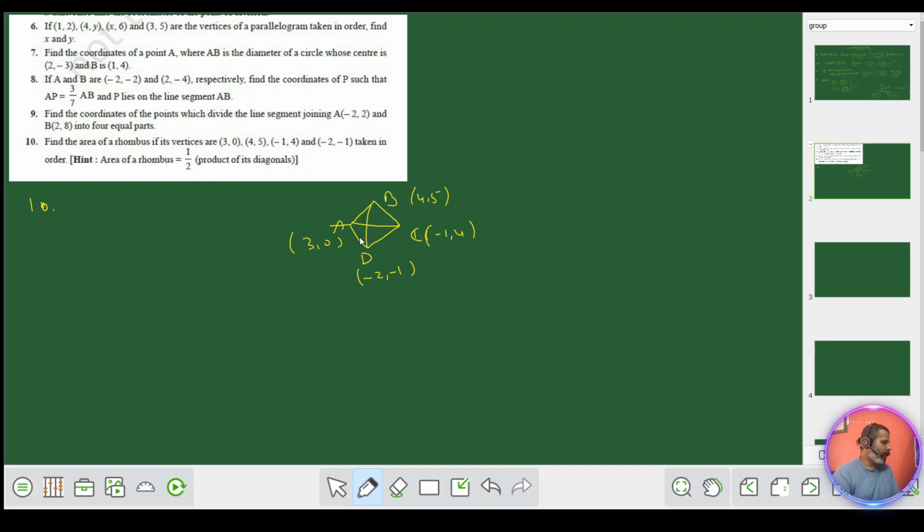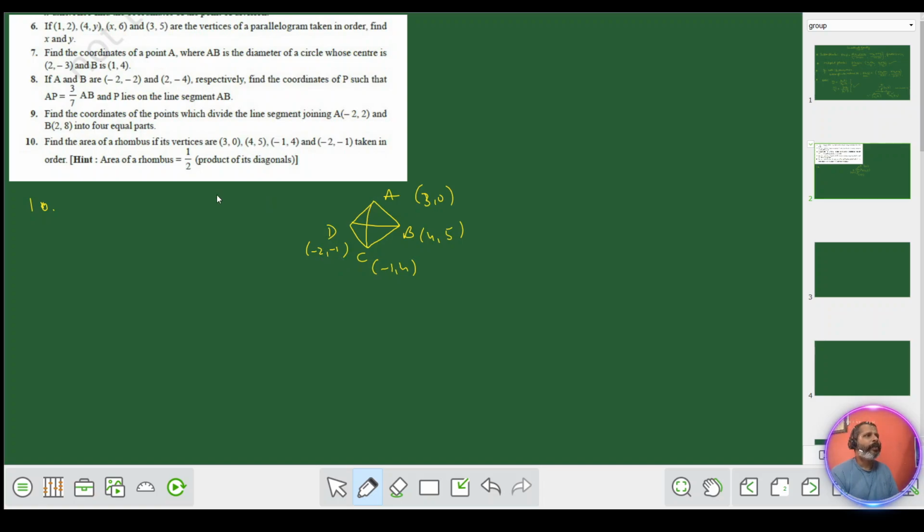Okay. Now, you have to apply the distance formula here. Okay, let me rewrite it, 1 second. You can assume as it is, however you want. I just start from here. A, B, C, D. A is 3, comma 0. B is 4, comma 5. C is minus 1, comma 4. D is minus 2, minus 1. You can assume anything, no worries.